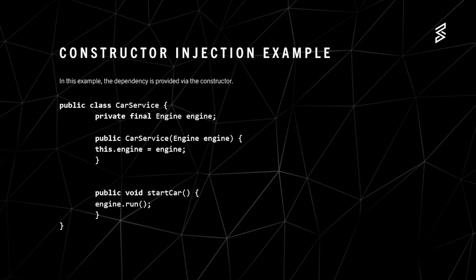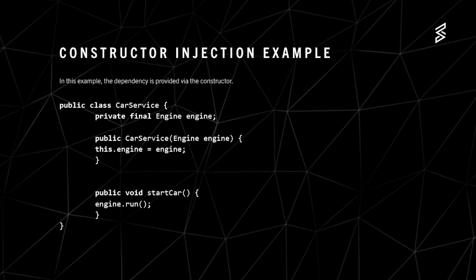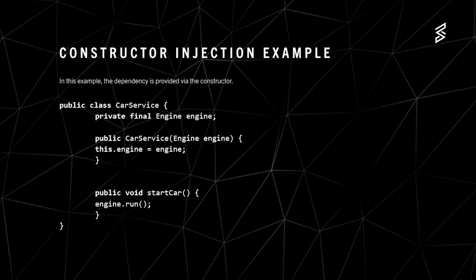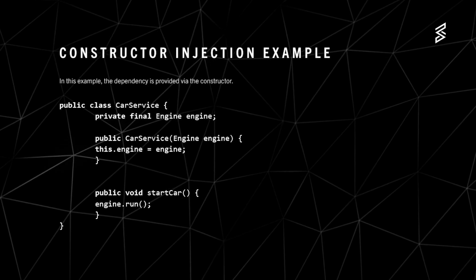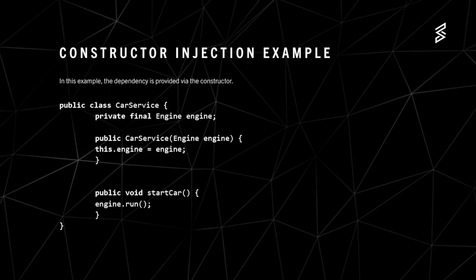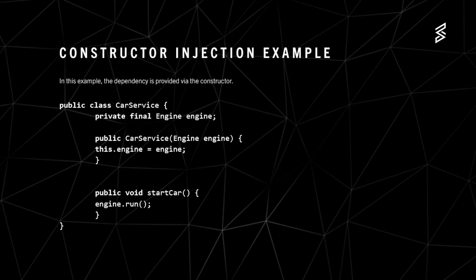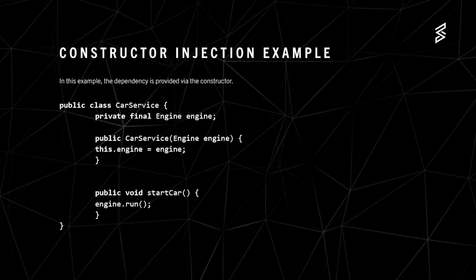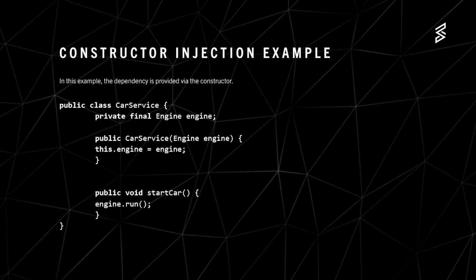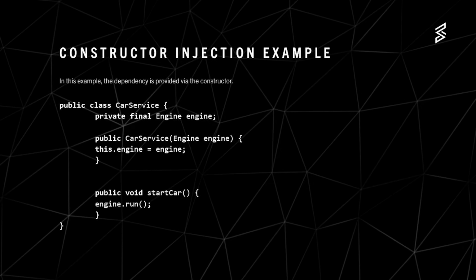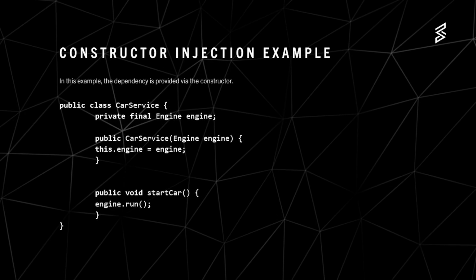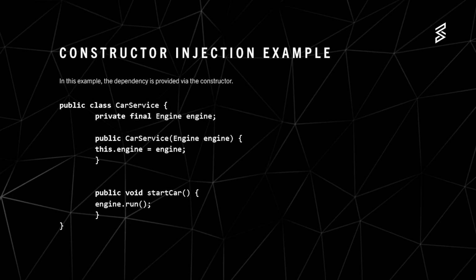Constructor injection example. Here's a simple example of constructor injection. The car service class needs an engine to work. Instead of creating the engine inside car service, we inject it through the constructor. This means car service doesn't care how or which engine it receives, it just needs an engine object that follows the contract. This promotes loose coupling and improves testability.